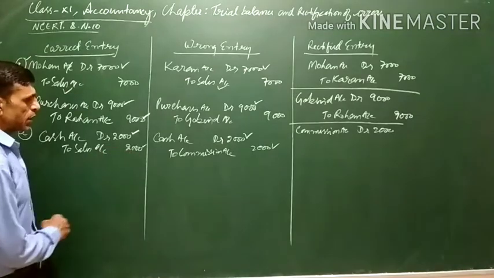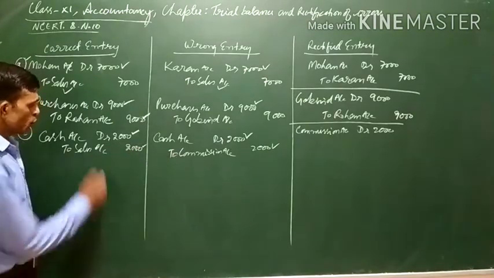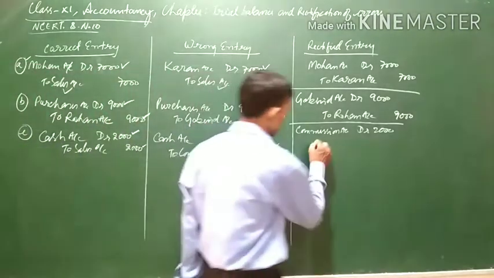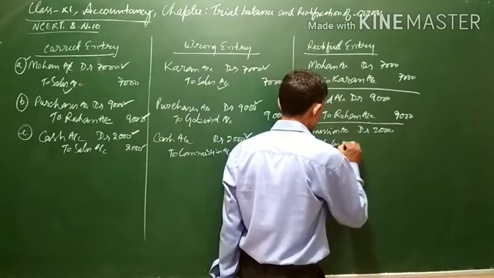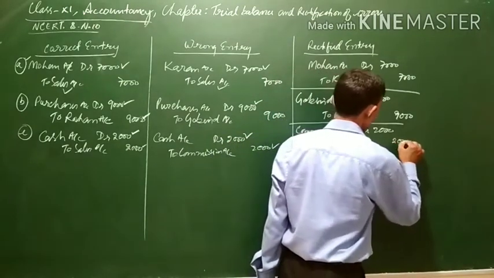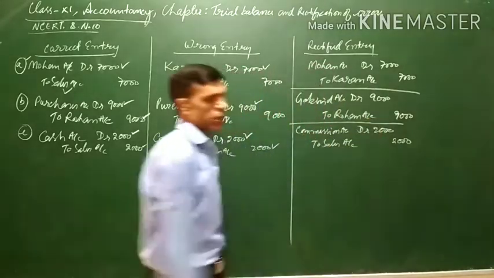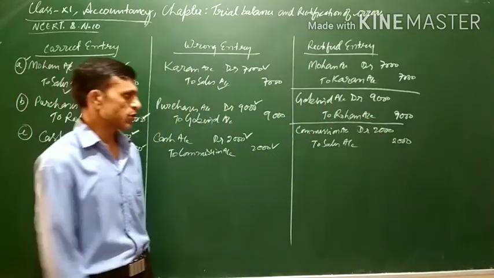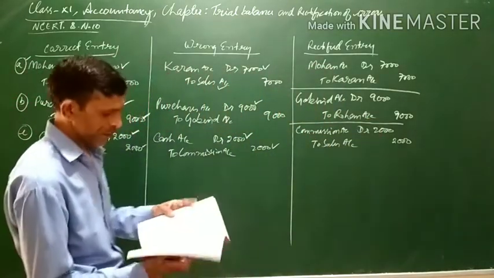Now sales should have been credited, it has not been credited, so sales will be credited. Entry will be to sales account 2000. Now you can see the debit and credit are both equal. Commission account debit to sales account. This will be the rectification entry.